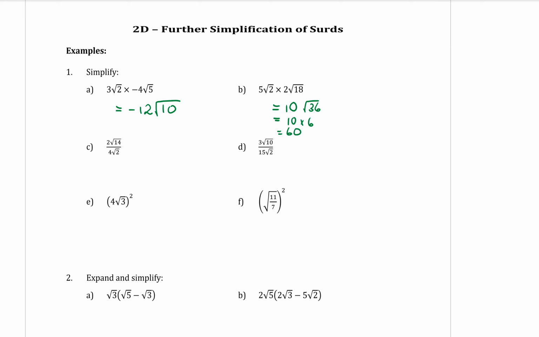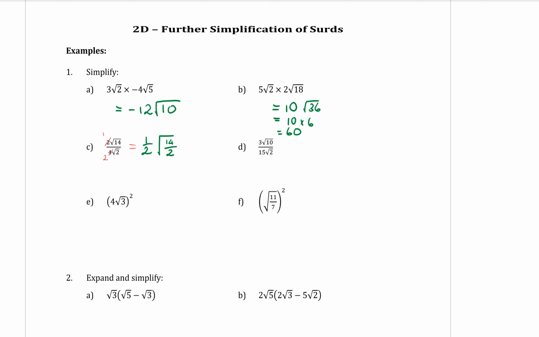Part C is dividing surds. So when you have that fraction line, remember that means divide. Any numbers that are out the front you can simplify as normal. So the 2 and the 4, we can divide by 2 to get a 1, divide by 2 and get a 2 there. Now for the surds part, when you have a surd on the top and a surd on the bottom, that can be written as one big surd, and 14 over 2, the numbers make a fraction underneath that one big surd.